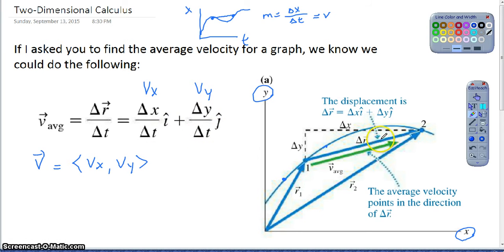The only thing that is tricky about this particular graph is I don't have any reference of time on it, right? So the time would have to be given in addition to this graph if I actually wanted to find my velocity. Now in this case, I can find the direction of the velocity because I would know that from point 1 to point 2 it goes a certain rise and it goes a certain run, right? So I'd be able to figure out the direction of my velocity vector at that average time interval there. But I wouldn't actually be able to solve it unless they gave me the time over which that happens.